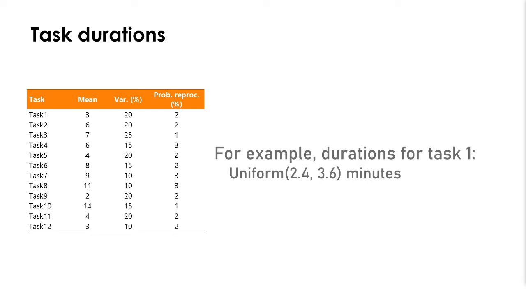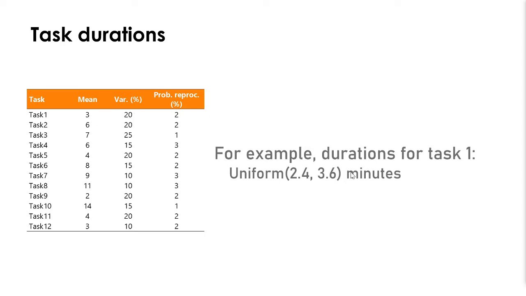So first, we now know, and we will put that into our model, that every time we perform a task, the duration is not exactly the same. So for example, when we perform task 1, the time to perform it is not always 3 minutes. We're going to admit some variability, which is represented by this value here, 20%, which means that we will have a uniform distribution in between two values, the mean minus 20% and the mean plus 20%.